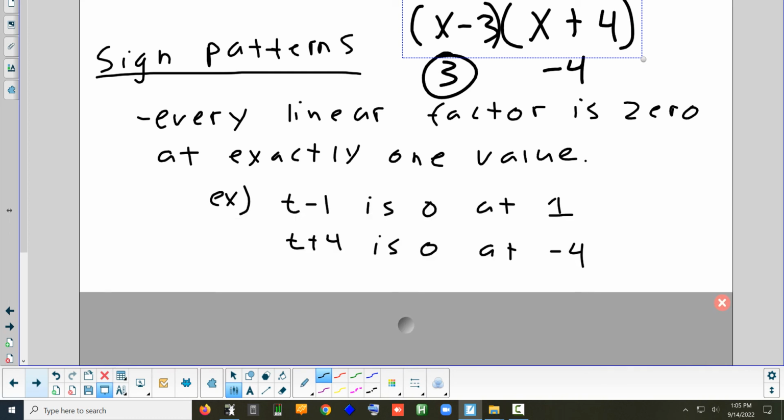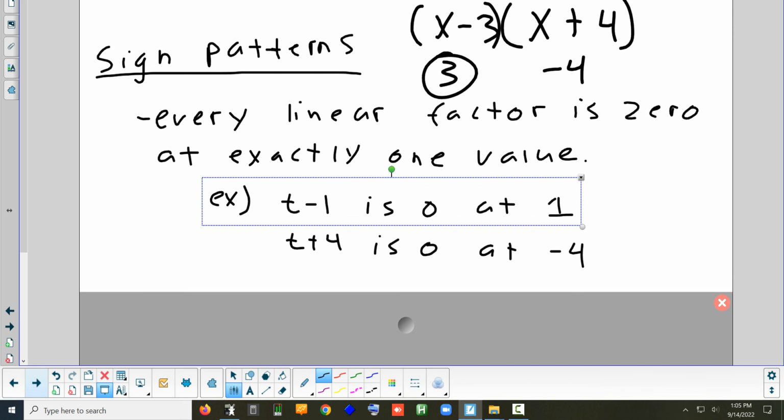Right, here's another example. Two more. Actually this one's the same: x plus 4. But here's another one: t minus 1. That factor would have a value of 0 if you plug in the number 1.